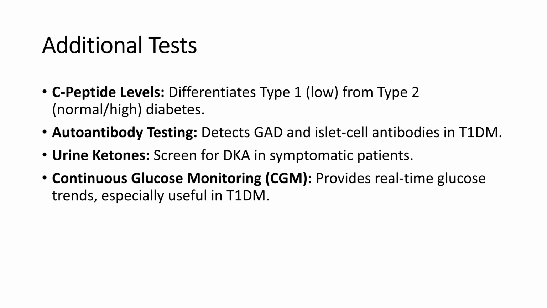In addition to the primary diagnostic tests, other tests provide valuable information in diabetes management. C-peptide levels help differentiate between type 1 and type 2 diabetes, as low levels indicate a lack of insulin production seen in type 1. Autoantibody testing, like GAD antibodies, confirms autoimmune diabetes. Continuous glucose monitoring, CGM, gives real-time glucose trends and is especially useful in patients with frequent hypoglycemia or type 1 diabetes.